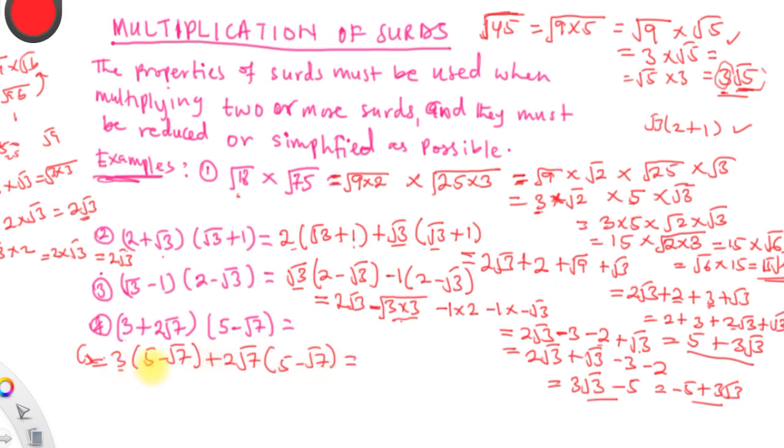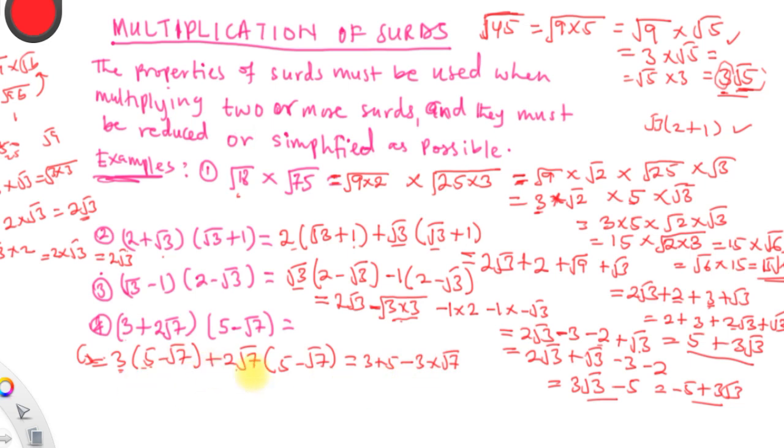So 3 will multiply, this is 3 times 5. Have you seen? I have 3 times 5, and then you have 3 times what? So minus, this one is minus 3 times negative square root of 7. So you can write it as minus 3 times square root of 7. Yes. So that is what we get.